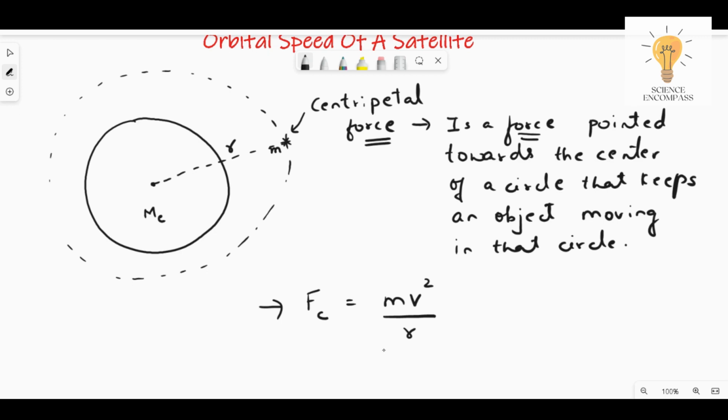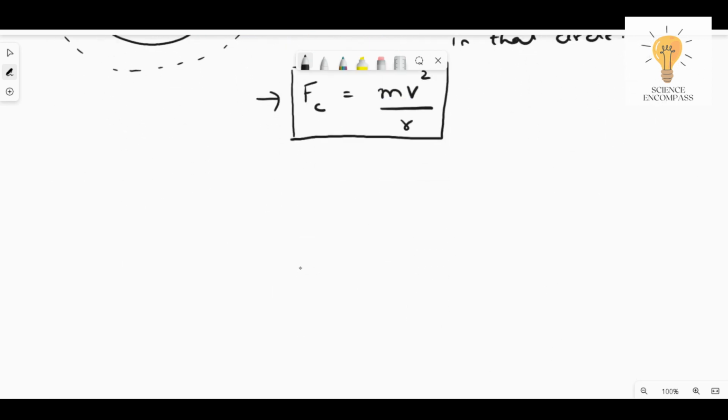So the centripetal force formula is given as m, that little m, which is the satellite's mass, times the velocity at which that satellite is moving squared, divided by the distance between the center of the Earth and the satellite. That's the little r over there. So this is your formula for the centripetal force. Okay, now let the mass of the Earth be M_e.